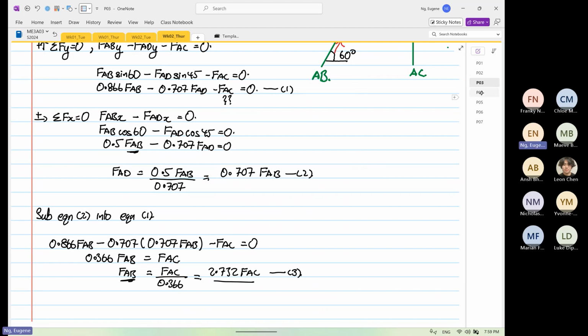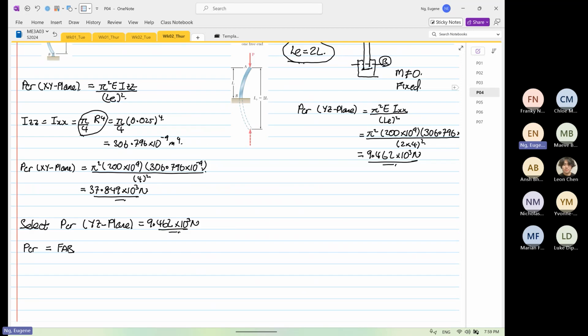So this is equal. So I'm going to call this equation number 4. Right? So we're going to substitute equation number, can't remember now, number 3 into equation number 4, right?